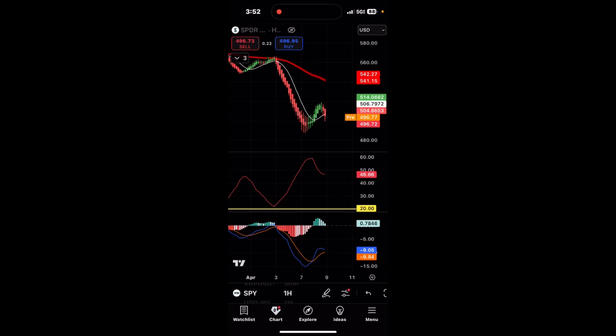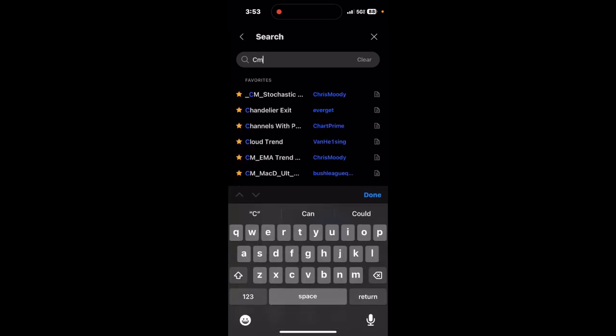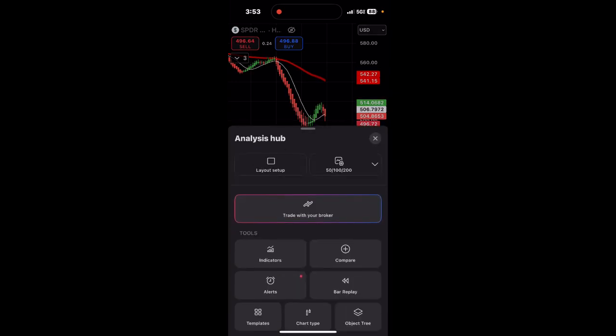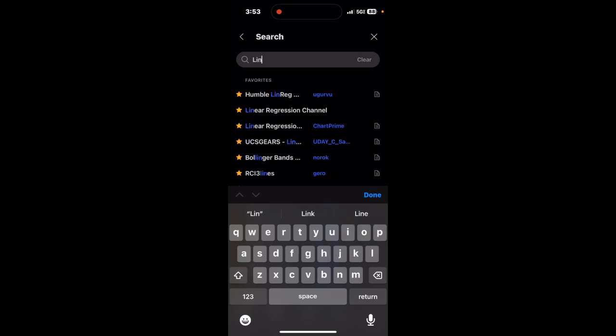Basically you can get your 90-95 by getting Ghost Market Pro, which is a paid indicator, or you can go to your indicators and go to CMEMA trend bars, and you want to click that twice. You put in 90-95, and you'll get this. You also need your linear regression candles, which has now been renamed to Humble Lean Regression, so you can find it there. Don't know why they changed it.